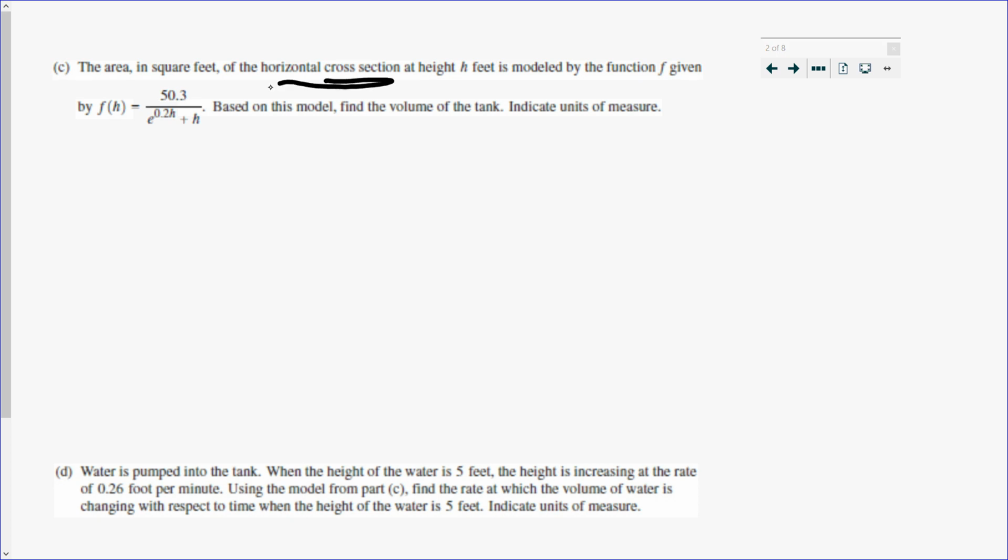We got horizontal cross sections of height h is given by this. So this is the actual areas. See, for part A, they gave us approximations, and here they're giving us the actual horizontal cross sections. Based on this model, find the volume of the actual tank. So this is just like what we did before. We're looking for the volume.